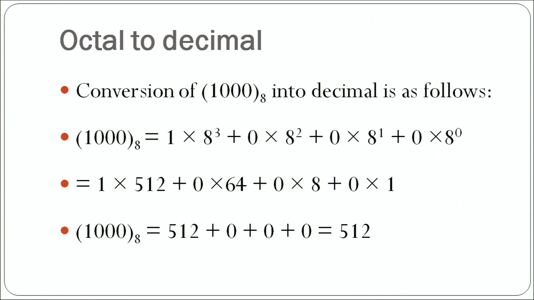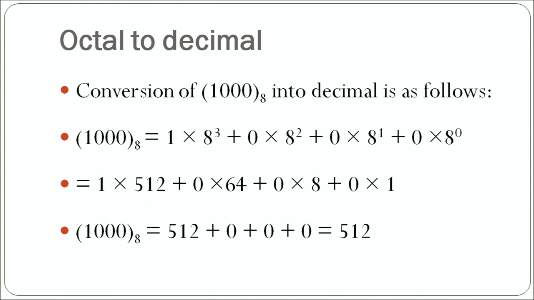So in the first multiplication, we will get 1 multiplied by 512. Then we will add 0 into 64, because 8 raised to the power 2 is 64. 8 raised to the power 1 is 8 only, so we will add 0 into 8. And in the last, 8 raised to the power 0 is 1. So what we will add? 0 into 1. Again, we will multiply first. All of the multiplications will be done.